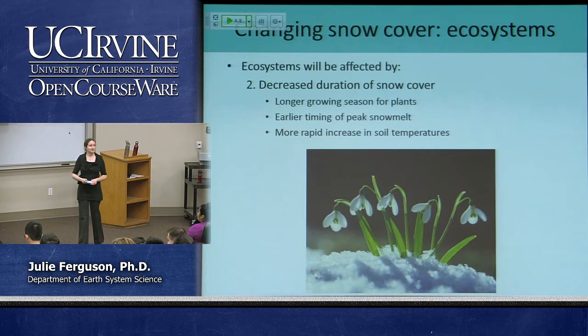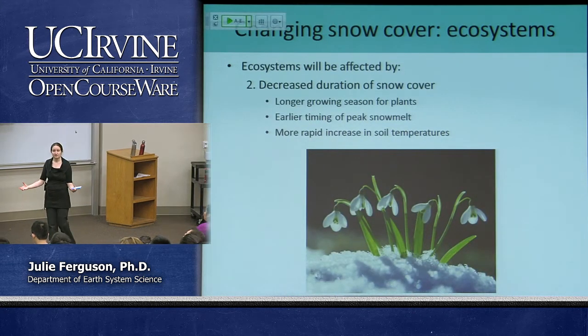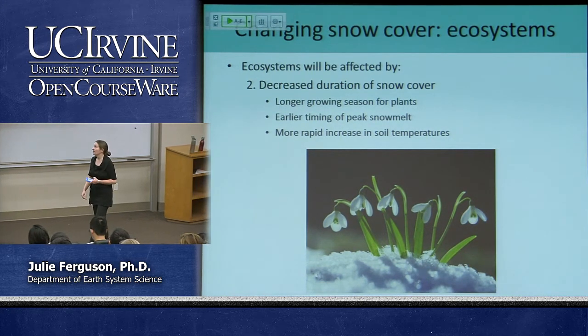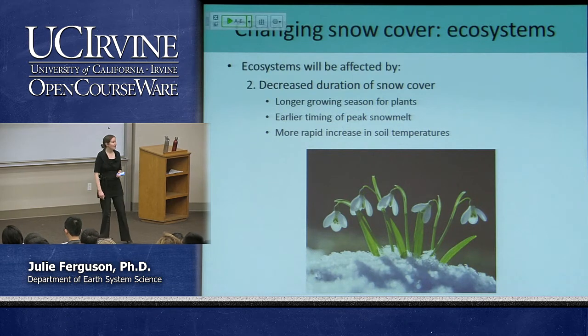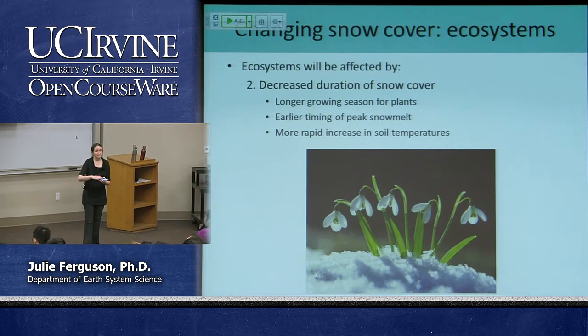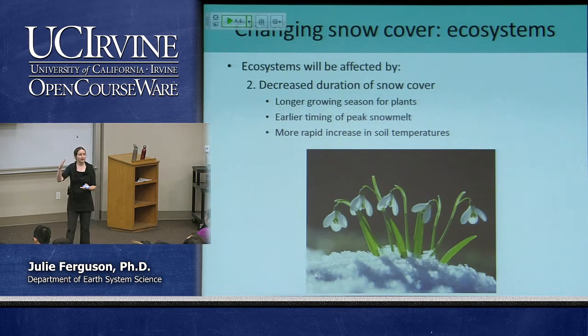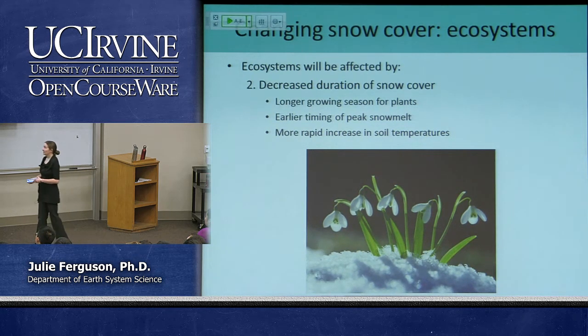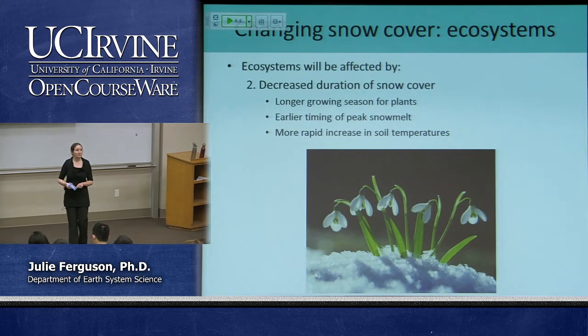We also have potentially less duration of snow cover. It might be more patchy, or it might melt earlier in the season. And what does that mean? Well, for plants, that might mean a good thing. It might mean that they're exposed to sunlight earlier on, and so they have a longer growing season. But at the end of the winter, they might still be exposed to really cold temperatures occasionally. We get earlier timing of the peak snow melt.